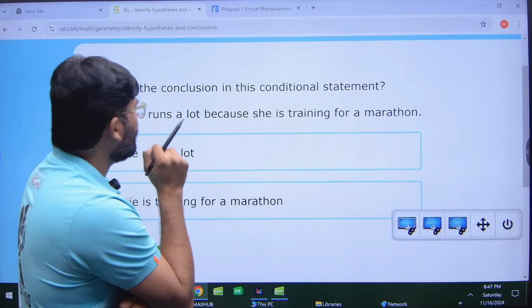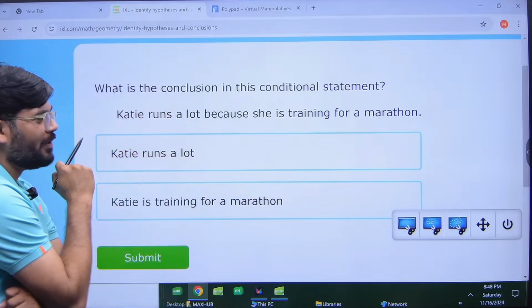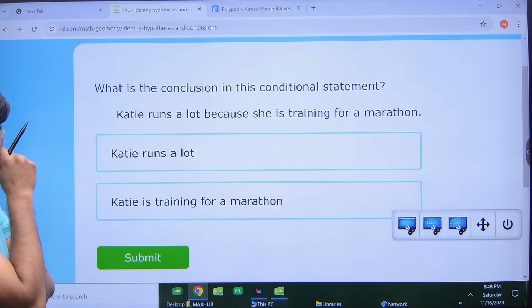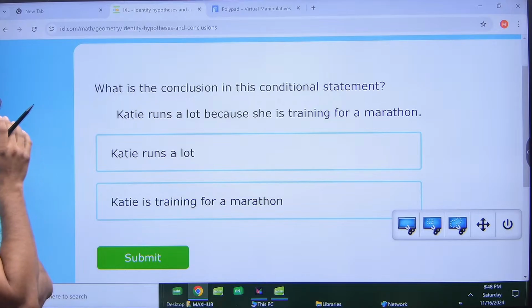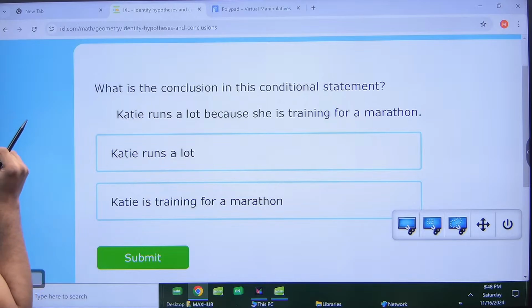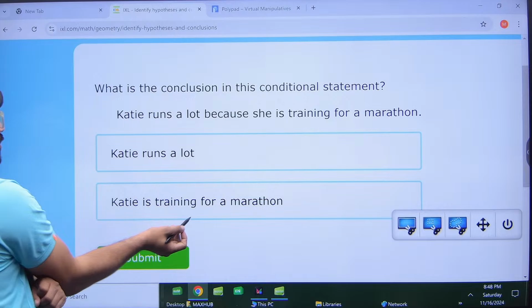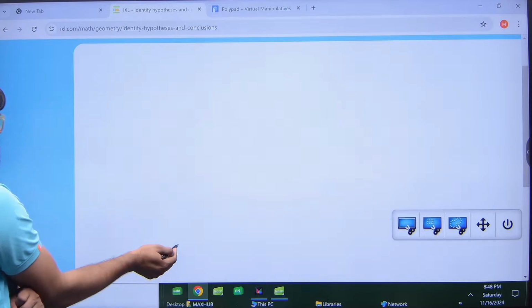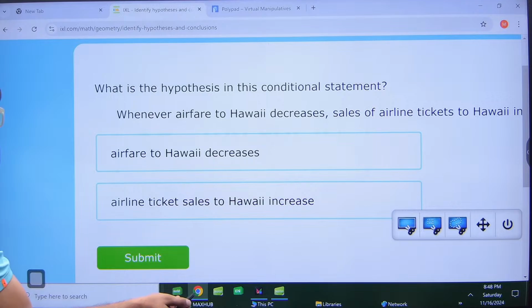What is the conclusion in this conditional statement? Katie runs a lot because she is training for a marathon. Katie runs a lot. If Katie is training for a marathon, then Katie has to run a lot, right?